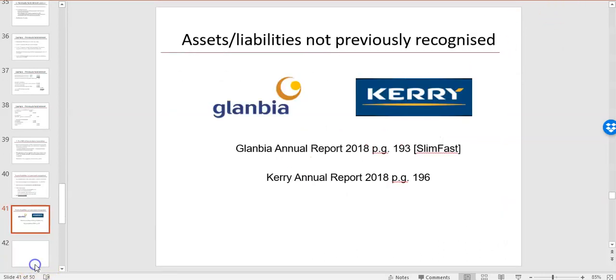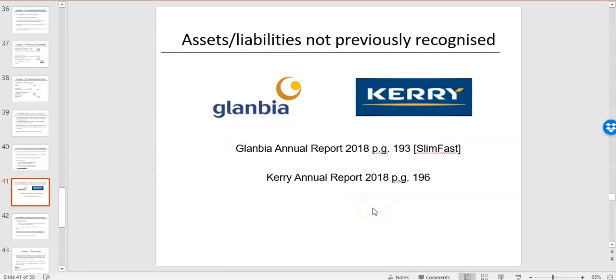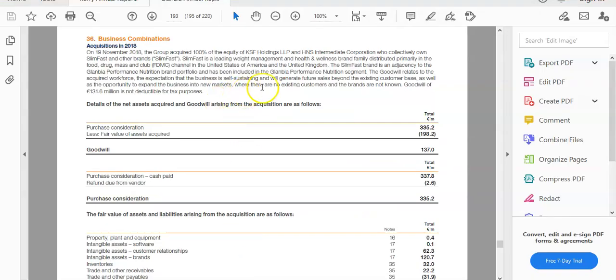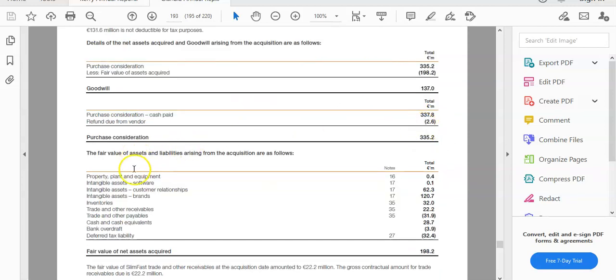Look, for example, here, you can see Glanbia and Kerry Group as two good examples. We see Glanbia's acquisition of SlimFast. We looked at this one already. You can see they paid 335 million. When they looked at the fair value of net assets, they found software worth 100,000. But look at the two biggest assets: the brand names, 120 million, and customer relationships, 62. Those two would not have been included in SlimFast's own accounts until the acquisition took place, because then you can put a figure on it through a purchase price allocation.